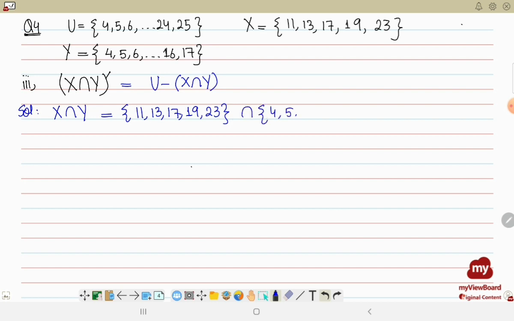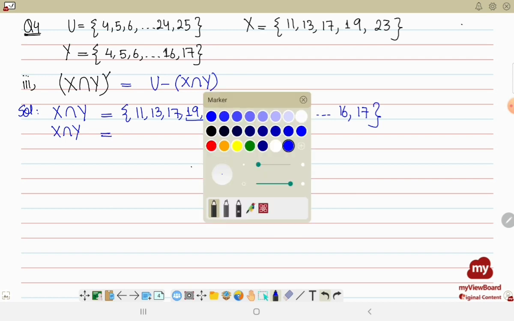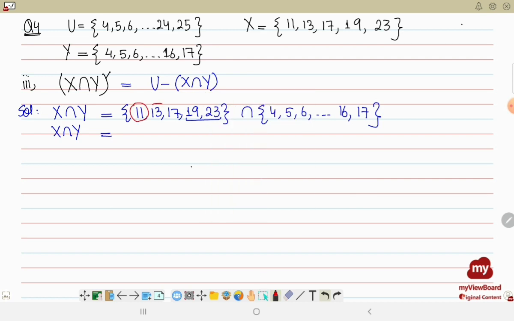Y is 4, 5, 6 till 17. The intersection means the elements which are just common to both of these sets, right? So the only elements which are common to both of these sets will be, अभी देखिए 17 तक है ये, ठीक है, तो ये इनकी तो बात ही नहीं होगी. So the only common elements which are present in both of these sets will be 11, 13 and 17, ठीक है, क्योंकि यहाँ पे इसके अंदर तमाम के तमाम ये elements मौजूद हैं. So let's write it down. So the only common elements are 11, 13 and 17. Now what we are going to take?